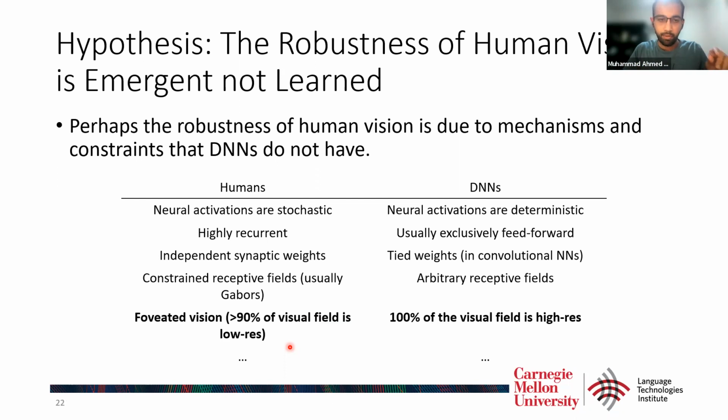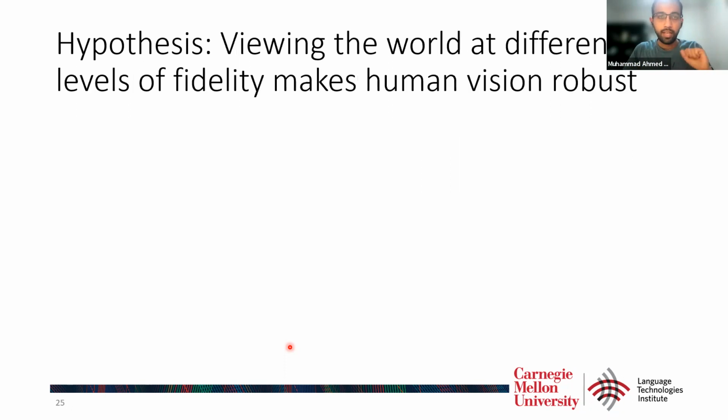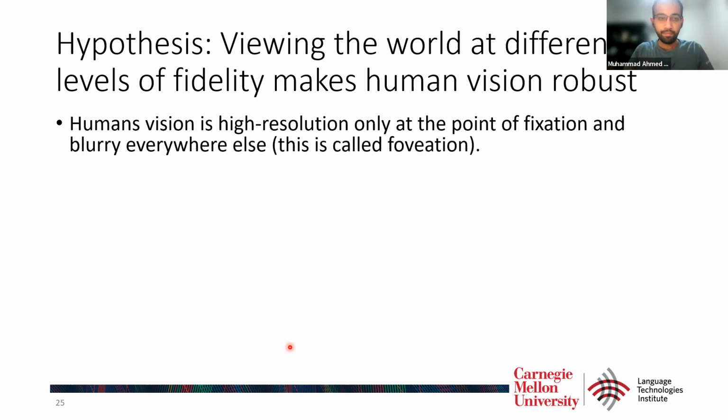And this is the point that we will be focusing on in this research. The hypothesis that we are exploring is that the fact that human vision is very blurry, and that we view the world at different resolutions, allows us to become, or somehow makes us, more robust.